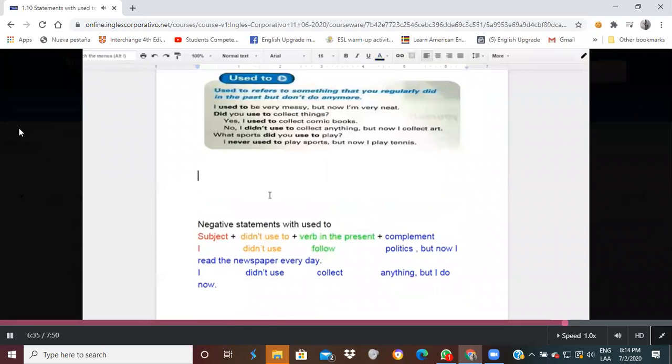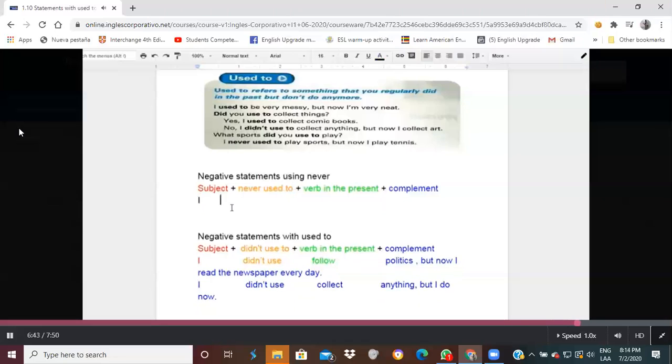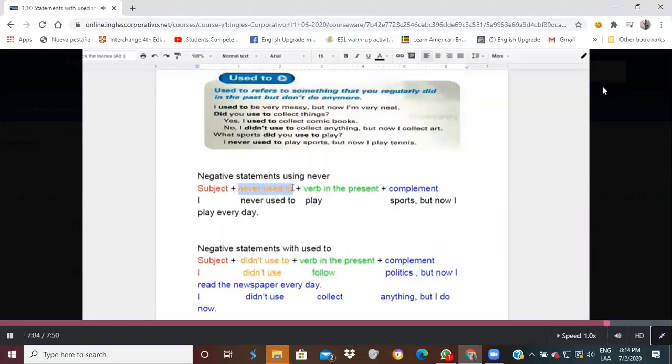And there is one last way on how to express negative statements, and that is using never used to. And it's quite similar. So let me give you an example about this. I never used to play sports. Okay, but now I play every day. So we can also make negative statements using never used to.